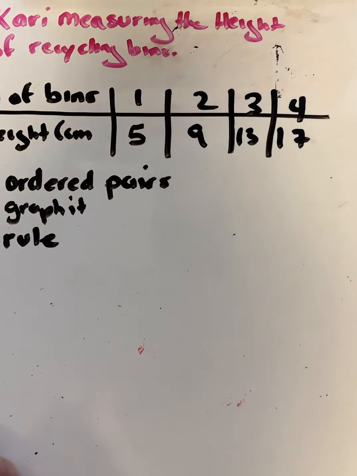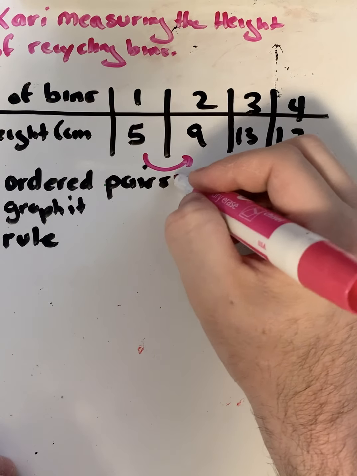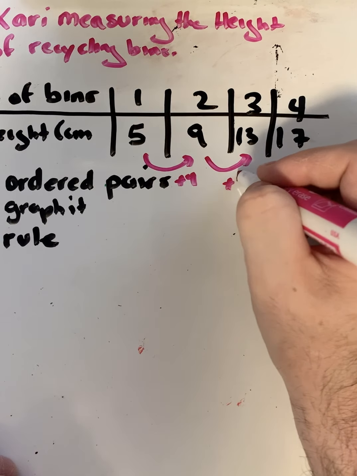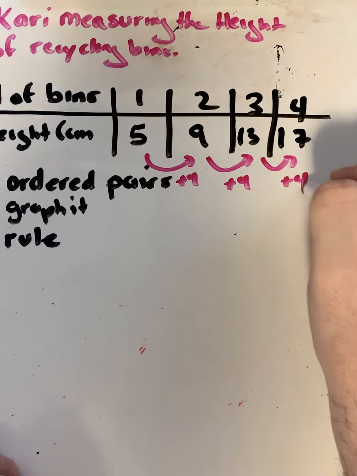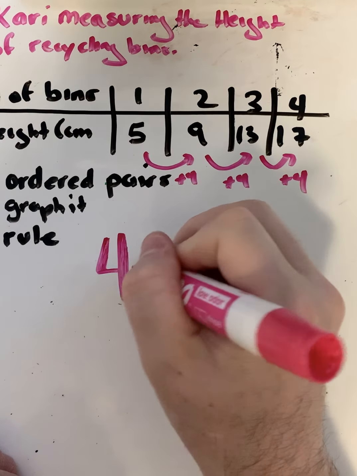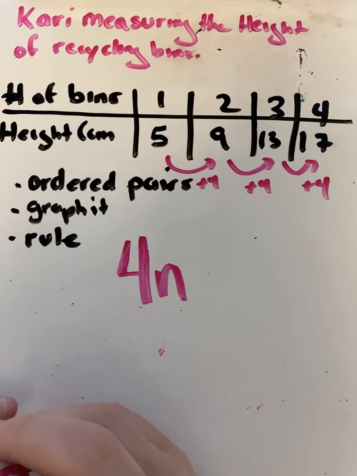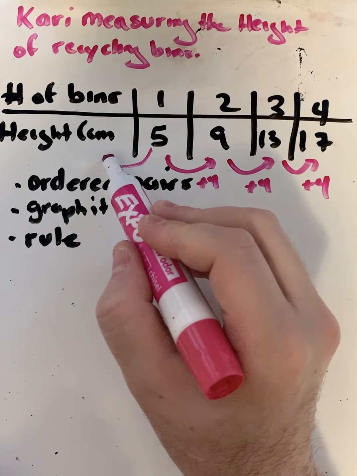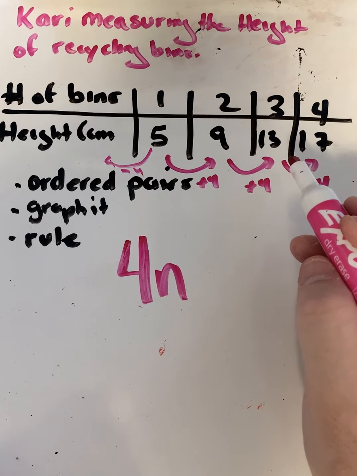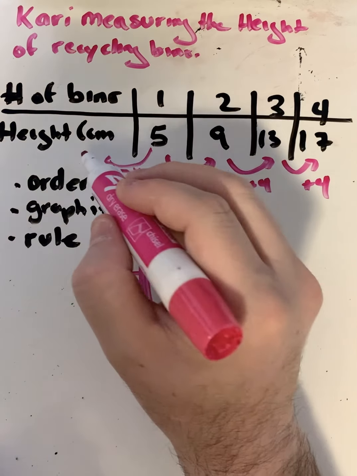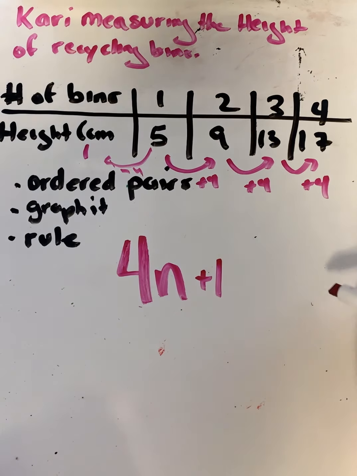So what is the rule? Well, I can see that this is going up by 4 each time. So that means it is a linear equation, which means 4n is the start of it. I could work backwards if I wanted to and subtract 4. If I subtracted 4 from 5, I'd have 1. So it would be 4n plus 1.